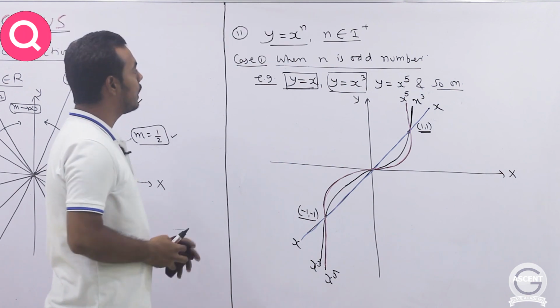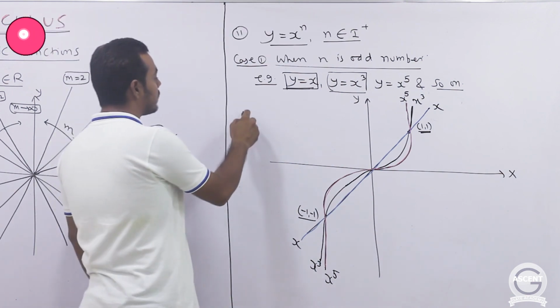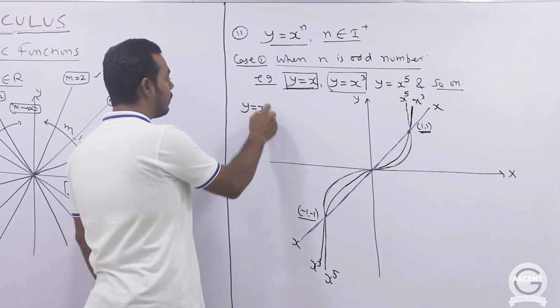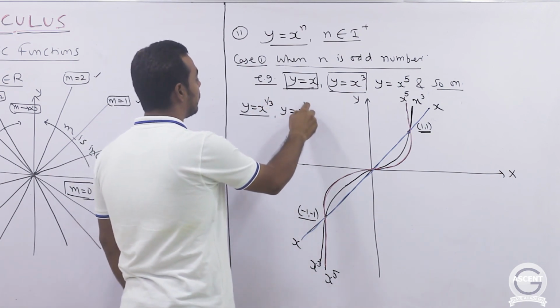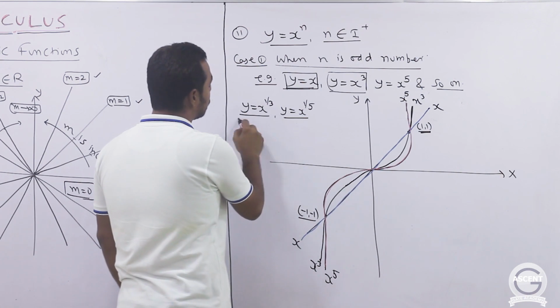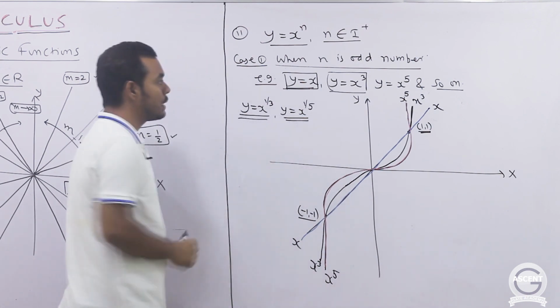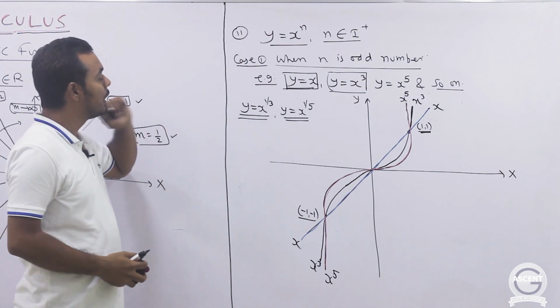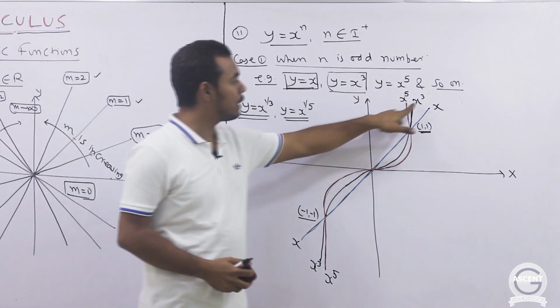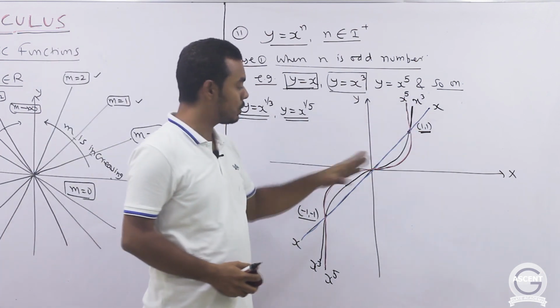Now another important thing you need to know is, suppose you want to plot the graph of y equals x to the power 1 by 3, or the graph of x to the power 1 by 5. For drawing these graphs, the first step will be to draw the graph of y equals x cube, and then take the image of this graph of x cube in the line y equals x.